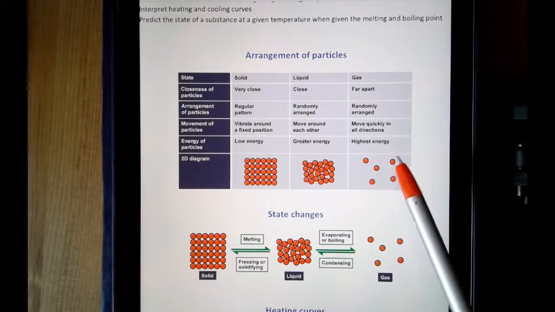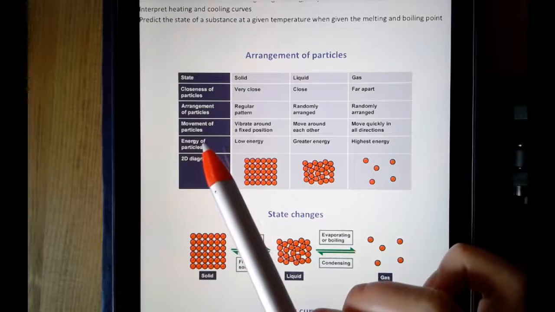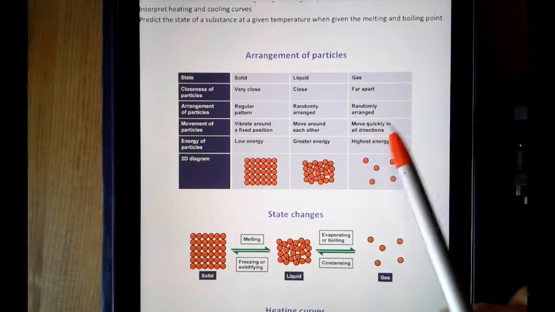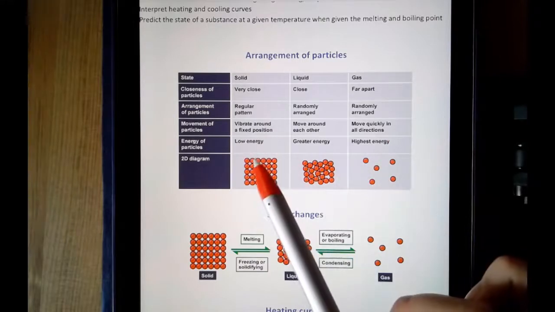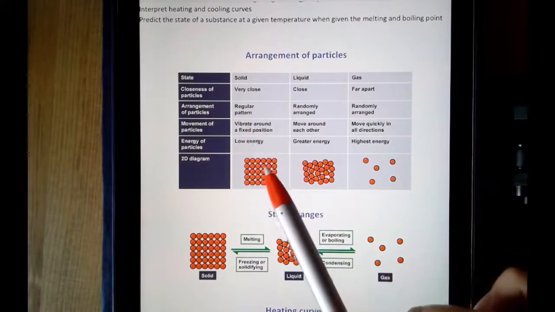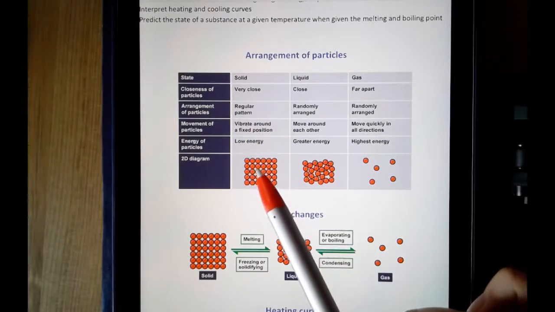If we look at the energy of the particles, the gas particles, which are the ones that can move quickest, they're the ones that have the most energy. The solid particles, the ones that can only vibrate, they're the ones that are lowest in energy.